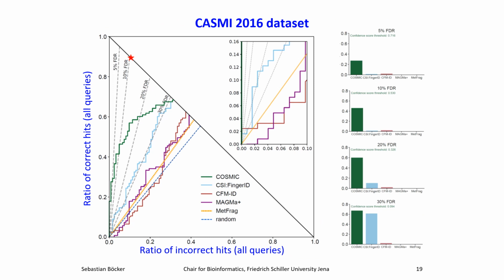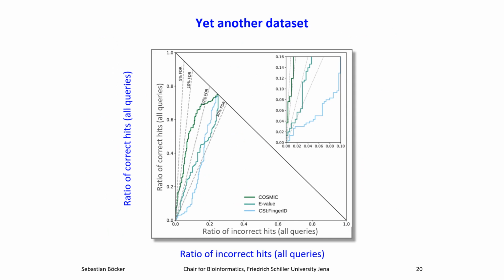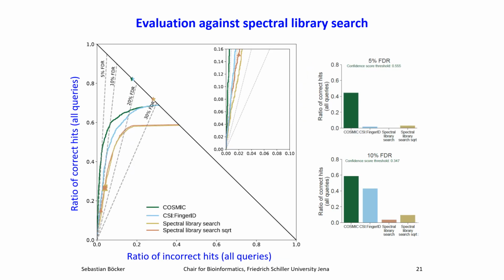Another data set, this time the CASMI 2016 data set, now the comparison with the other methods. And indeed, the COSMIC confidence score is able to return a reasonable number of hits at very low false discovery rate. And another independent data set. And again, it works. This one is funny because here the original CSI:FingerID works worse than random. In fact, we can better separate than if you would do spectral library search.